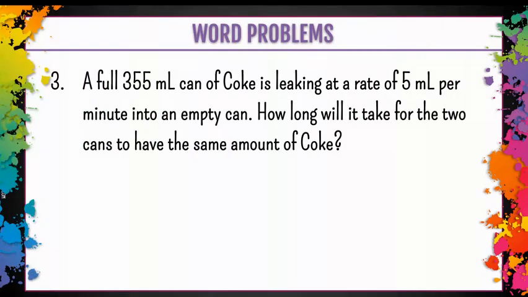Number 3, a full 355 milliliter can of Coke is leaking at a rate of 5 milliliters per minute into an empty can. How long will it take for the two cans to have the same amount?